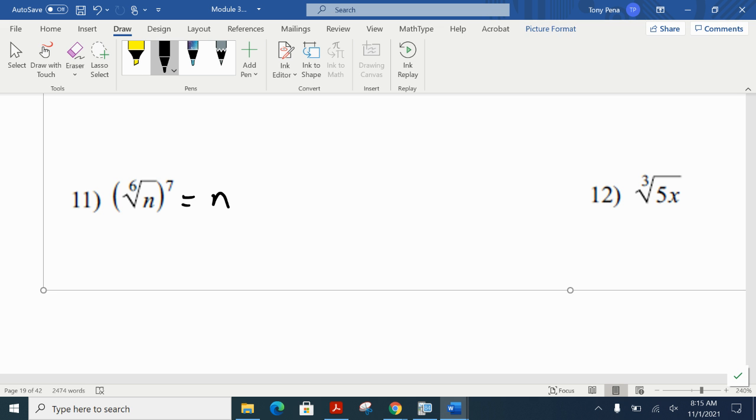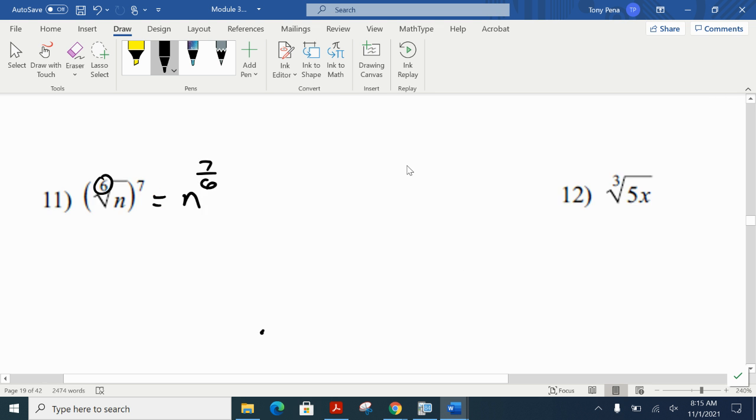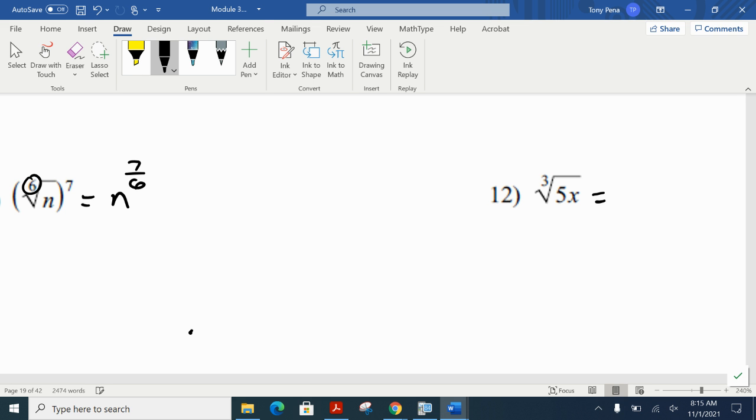All right, Armando, what do you have for 11? Good. The index number is always your denominator, so that's why that's on the bottom, meaning 7 is the numerator. And then 12, Jake, what do we get? Good. 1 over a 3. So 5x is all raised to the power of 1 over a 3.